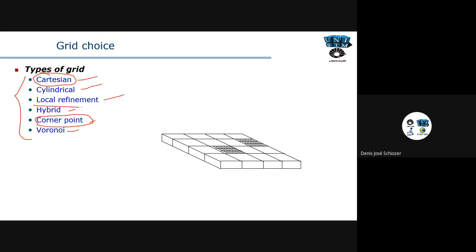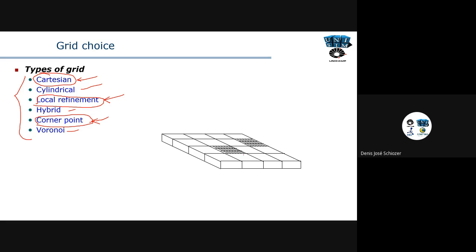And we also sometimes use the local refinement, especially close to places where we want a better solution, a finer solution, especially around wells, for example, okay? So these are the three main grids we use today: the Cartesian, the corner point, and together with the Cartesian and corner point, sometimes the local refinement, okay?